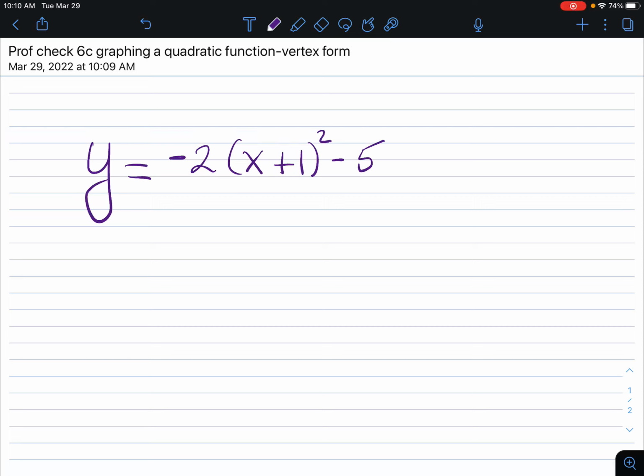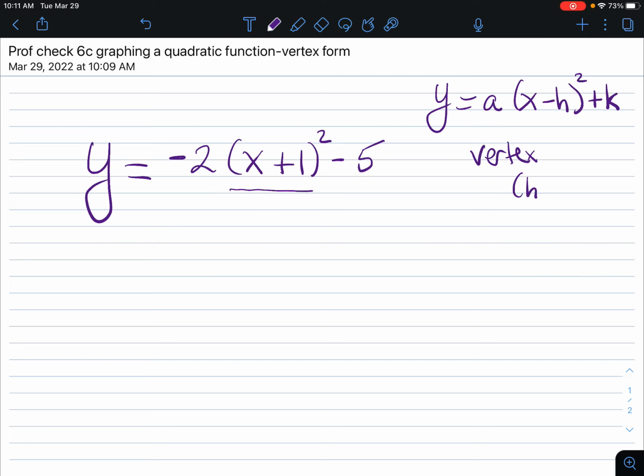Hi students, this is another video about graphing quadratic functions, and this is our vertex form. So you can see this is very different from the intercept form and how it looks. It's this quantity squared. So we would see this as some a value again, x minus h squared plus k. Now the vertex is h comma k.